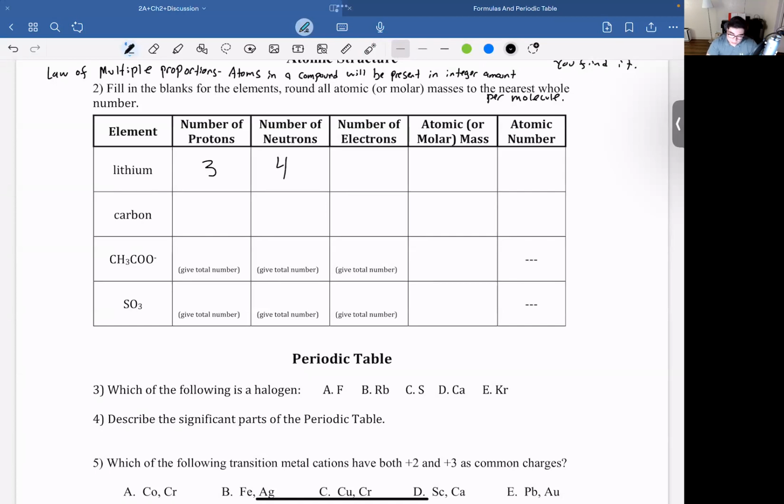Well, how did I get that? The mass of any atom, we say, is the number of protons. Put it down here.